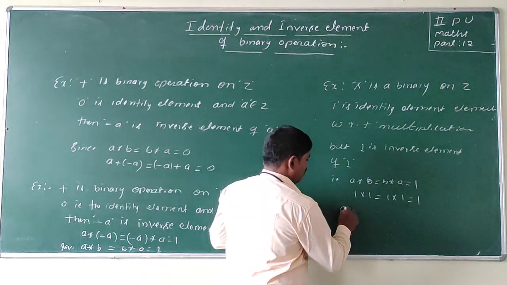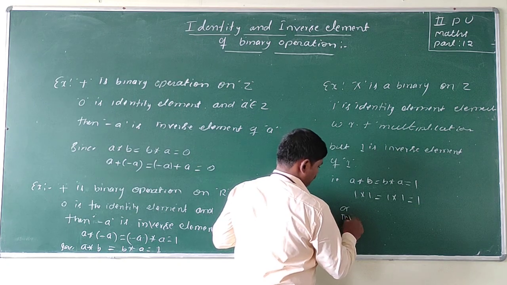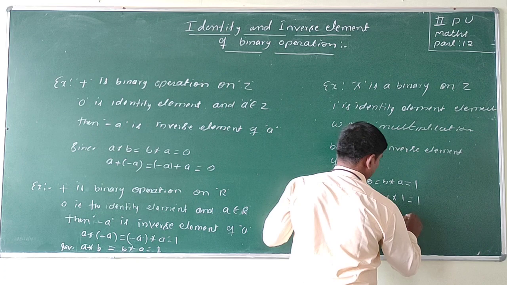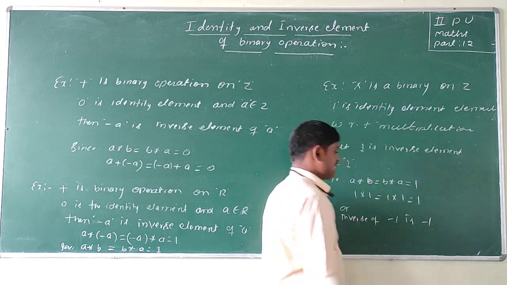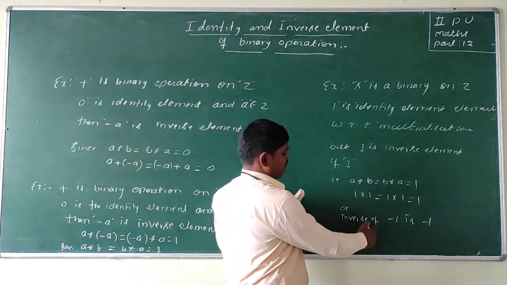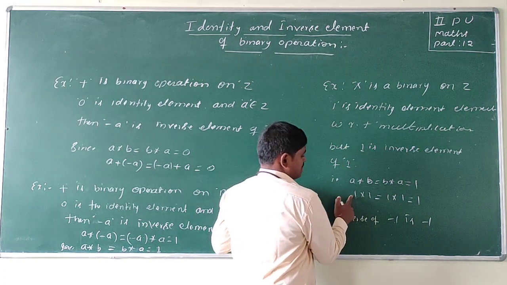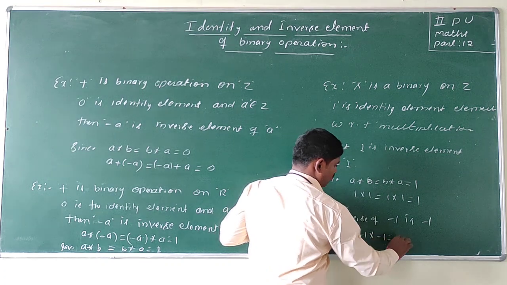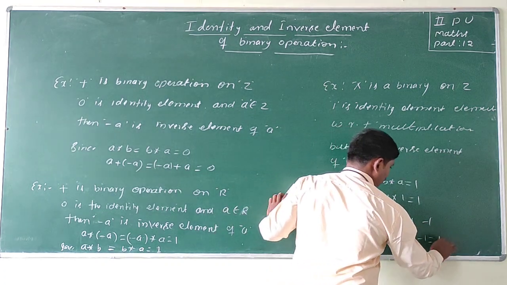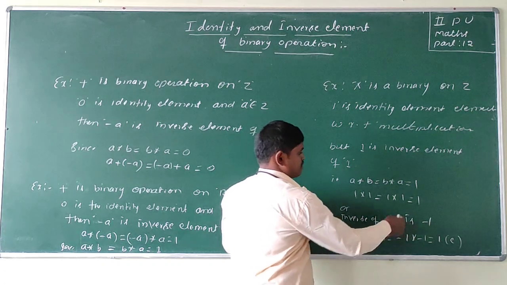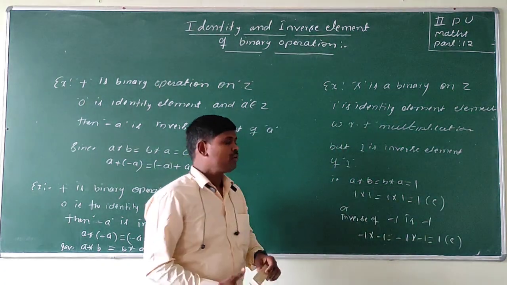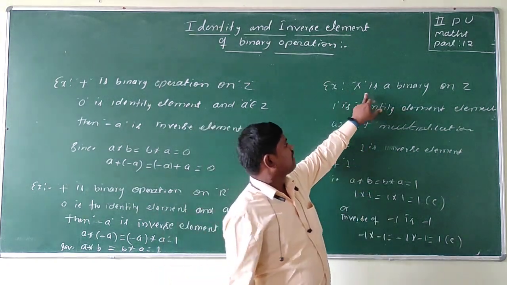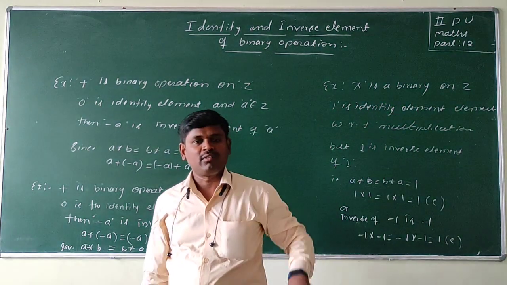Or the inverse of minus 1 is minus 1, since minus 1 into minus 1 is equal to minus 1 into minus 1 is equal to 1, the identity element. Therefore, these are the only invertible elements for multiplication on the set of all integers.